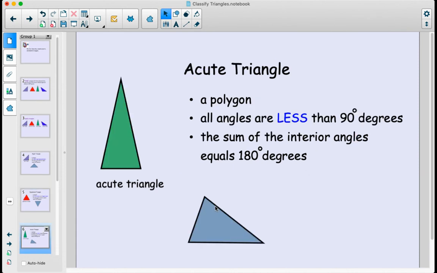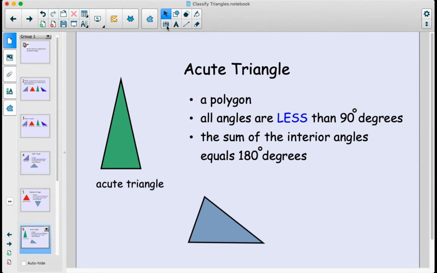Our next triangle is the acute triangle. As you recall, the word acute, when we're talking about an angle, means less than 90 degrees. So that makes remembering the acute triangle easy. It's a polygon. All the angles are less than 90 degrees.